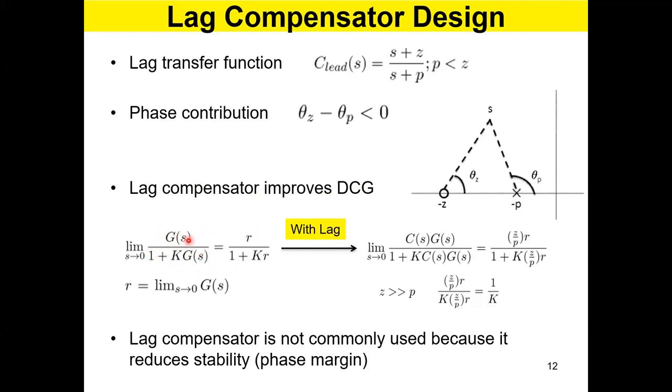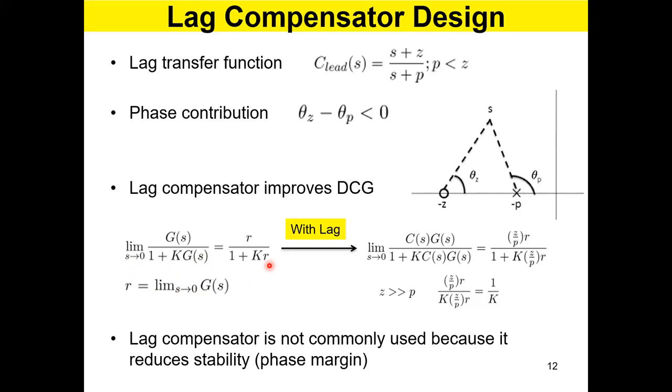So without any compensator, if you just calculate the DC gain of the plant, it will be R over 1 plus KR, where R is the limit as S goes to 0 of G(s). So you take the limit of this one, limit of that one, basically R and R. It is R over 1 plus KR, okay? So this is the DC gain of the plant.